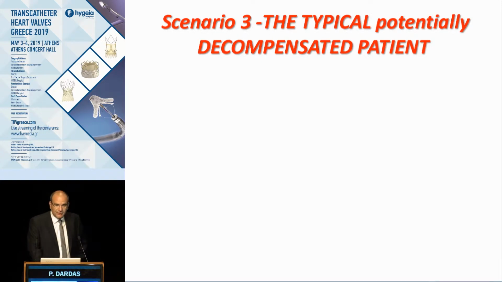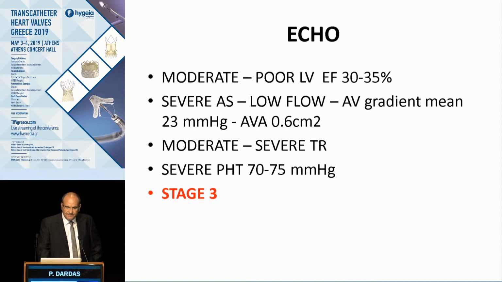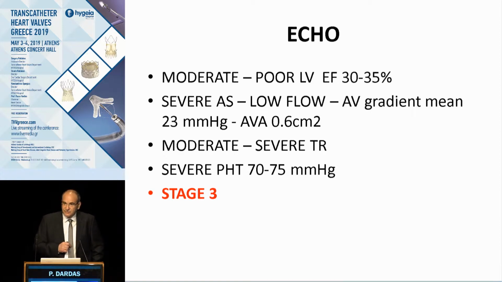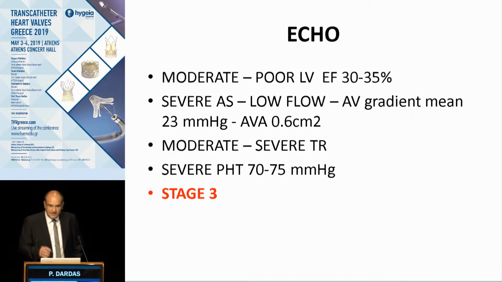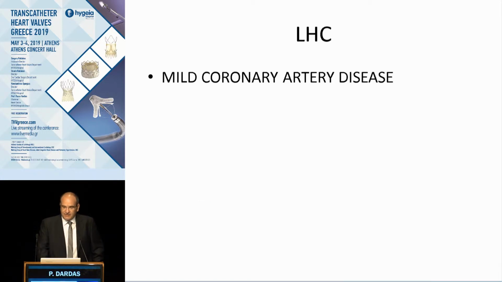So this is a scenario of a typical potentially decompensated patient. 79 years old male with paroxysmal AFib, multiple CVAs in the past, repeated admissions with acute LVF, and moderate renal failure as well. His echocardiogram showed moderate LV function, about 30–35%, severe aortic stenosis, low flow, and moderate to severe tricuspid regurgitation and severe pulmonary hypertension. So according to the previous staging, stage 3. So increasingly, potentially patient for decompensation. And he didn't have any coronary artery disease.